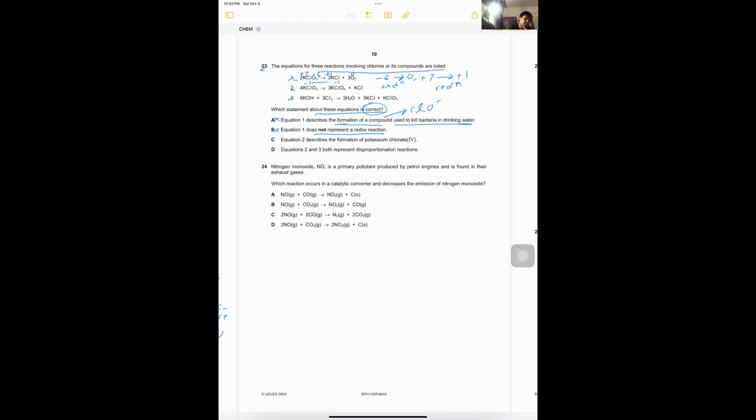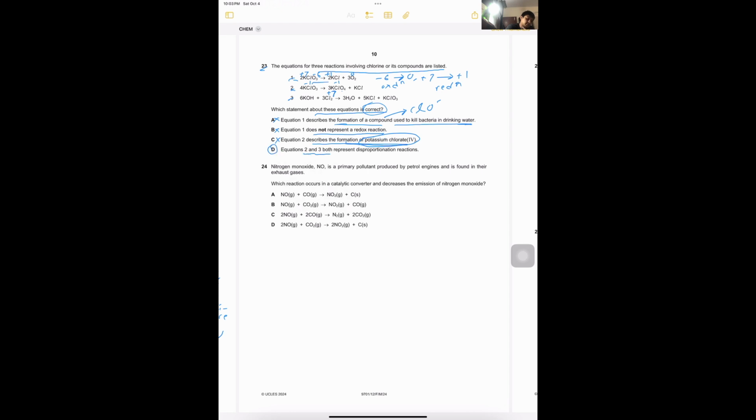Equation 2 describes the formation of potassium chlorate IV. So here the oxidation state of potassium should be 4, but I cannot see it to be 4, it's rather +7, so this is also wrong. Equations 2 and 3, so this should be your answer.